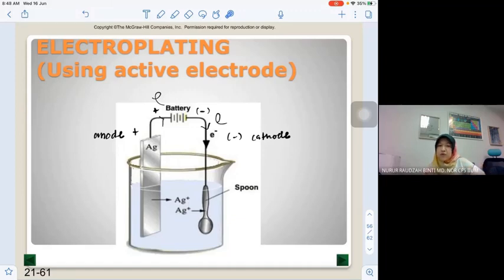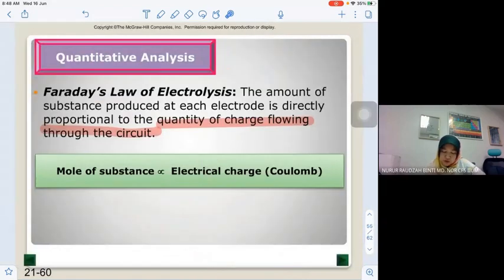you should now be able to identify what should be produced at the anode and cathode after we have learned the first part, which is the qualitative part on Faraday's law. The mole of the substance that is produced at the electrode is directly proportional to the electrical charge, and the unit for the electrical charge is coulomb. That is Faraday's law.